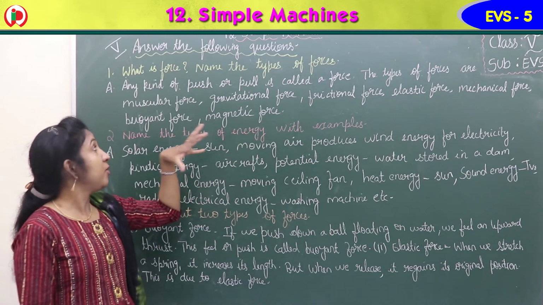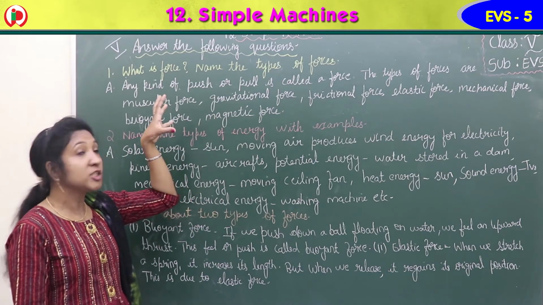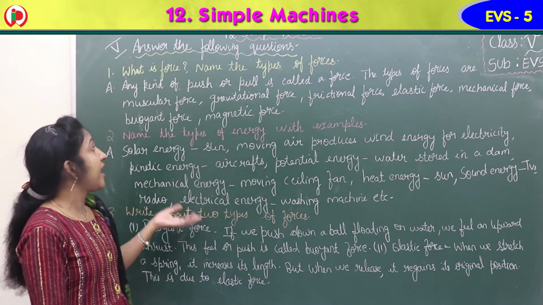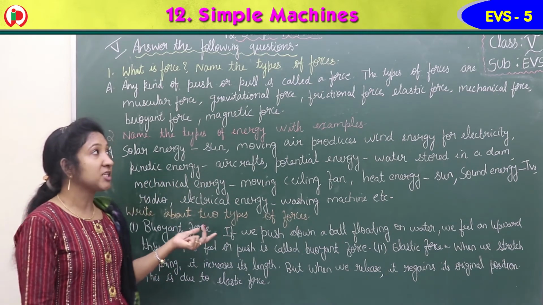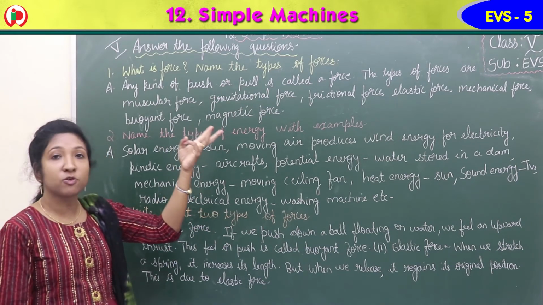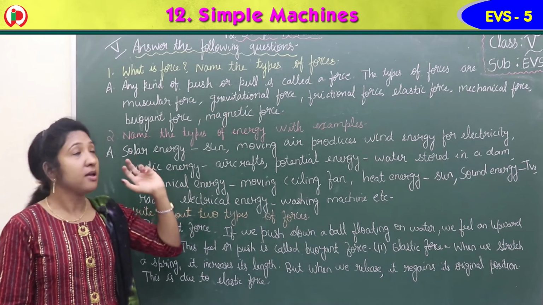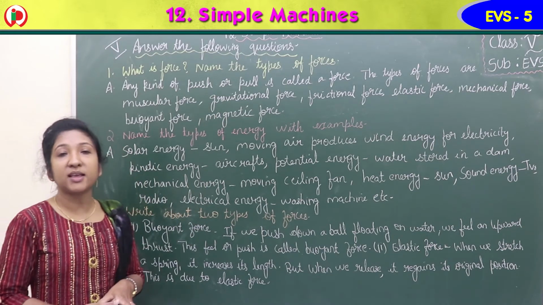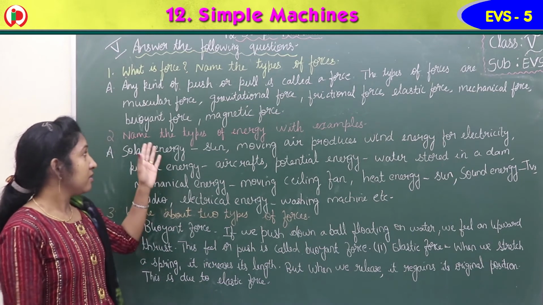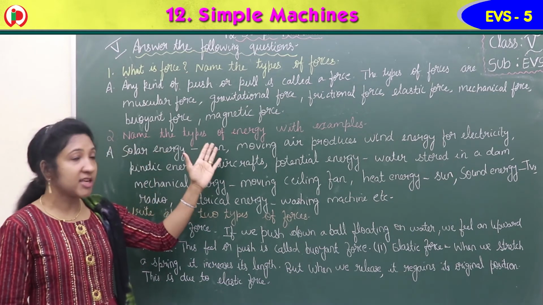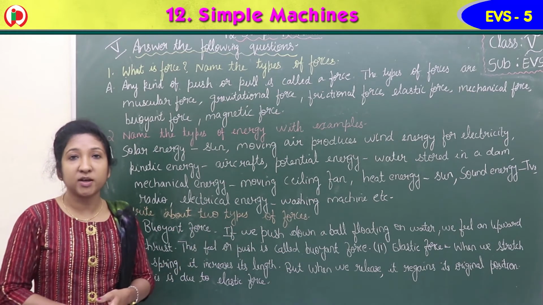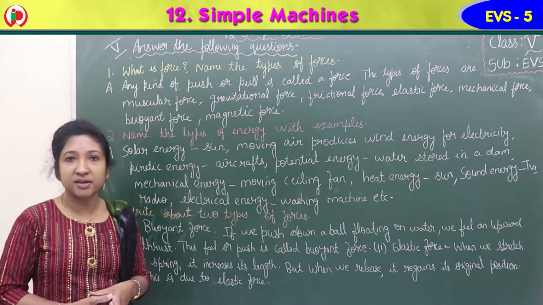So a push or pull, any kind of push or pull is called a force. The types of forces are muscular force, gravitational force, frictional force, elastic force, mechanical force, buoyant force and magnetic force. Now second question, read out the second question. Yes, name the types of energy with examples. Energy we learned, ability to do work. There are different types of energy we learned, isn't it?